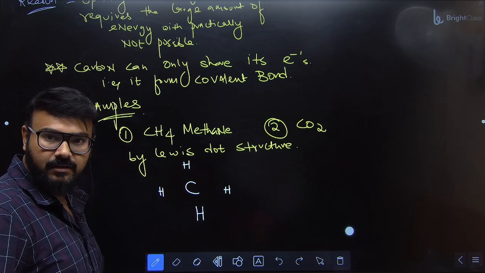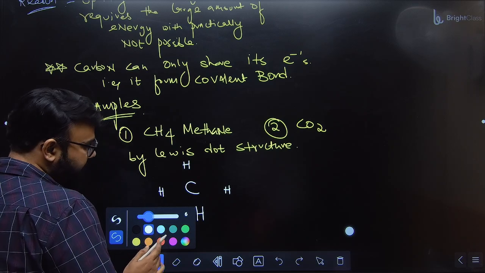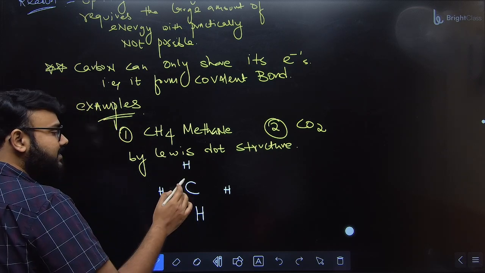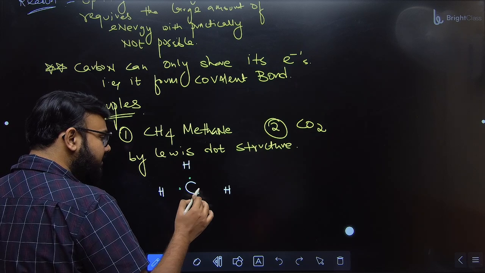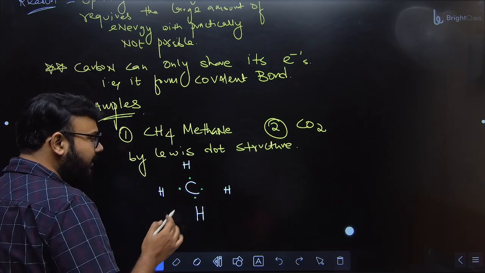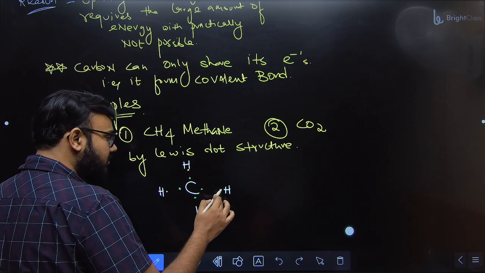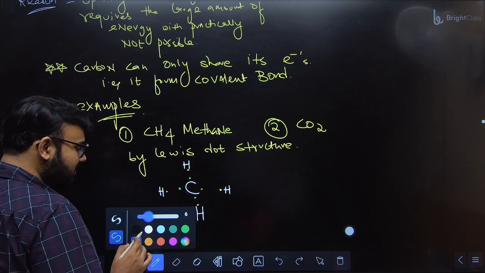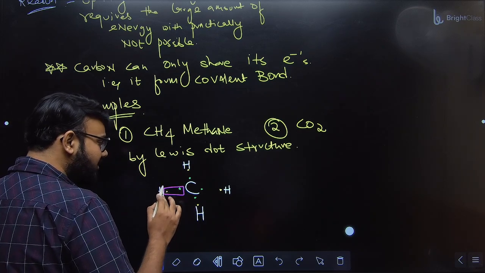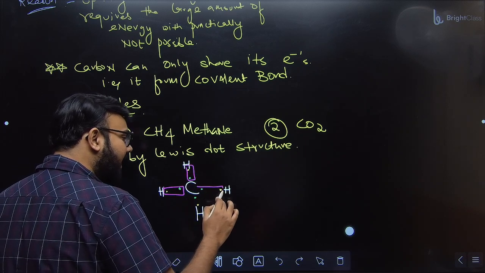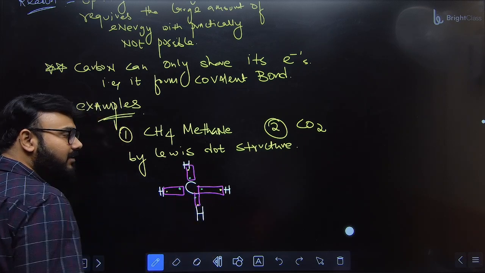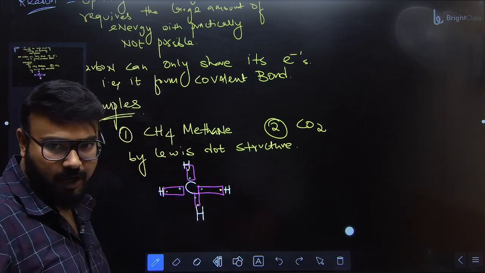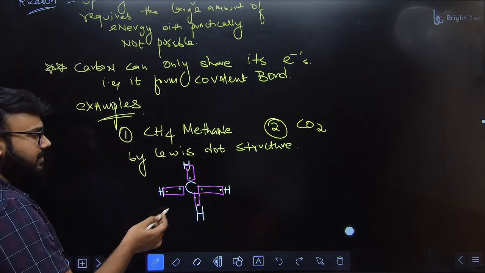Is everyone getting it? Now, the rule says Lewis dot structure indicates the valence electrons by dots. So carbon has how many valence electrons? So represented by a dot. And hydrogen has how many? Only one. Now see, hydrogen needs one electron, carbon needs four electrons. So they will share with each other. See here, sharing is caring. In that way, hydrogen gets 2, carbon gets 8. And all became noble gas configuration. Hydrogen became like helium, carbon became like neon. Okay? Is everyone clear?